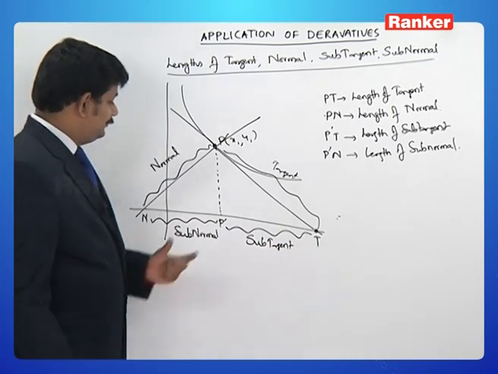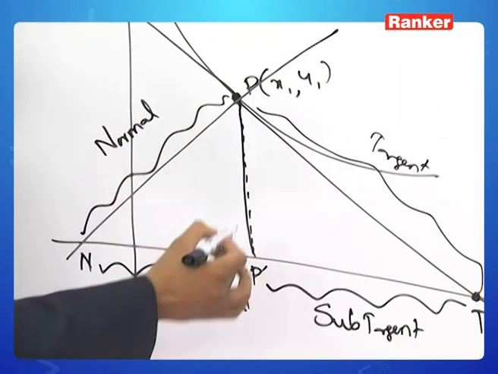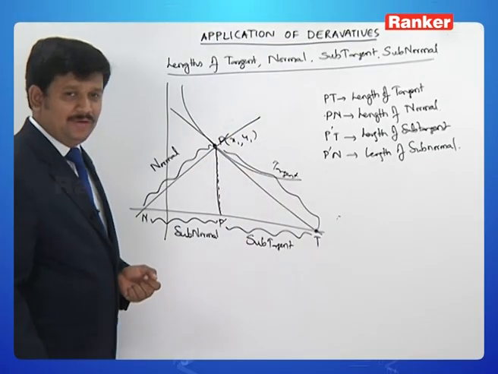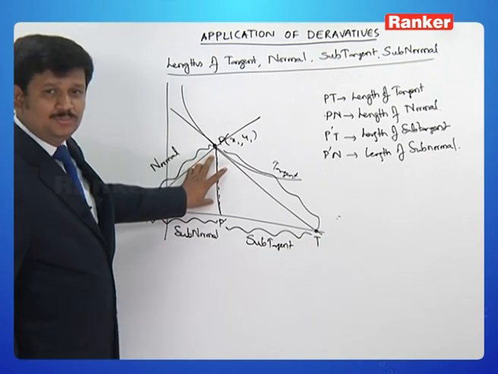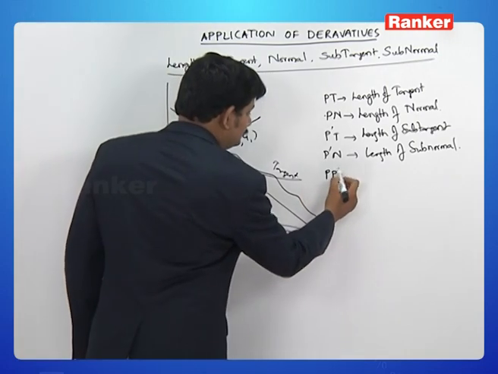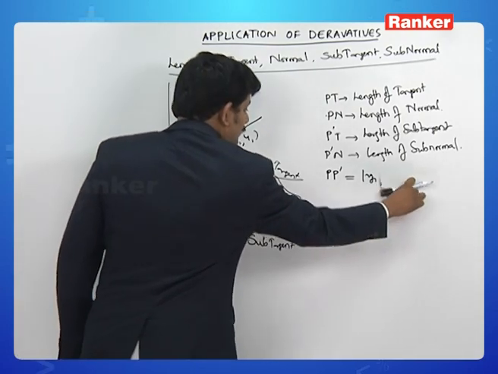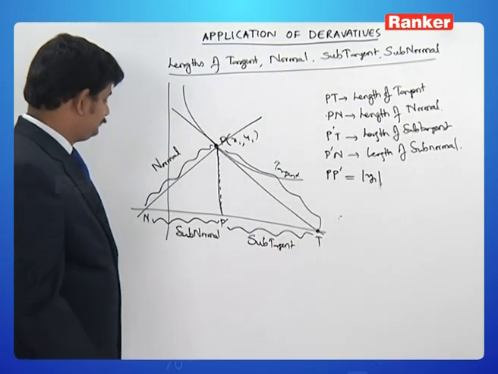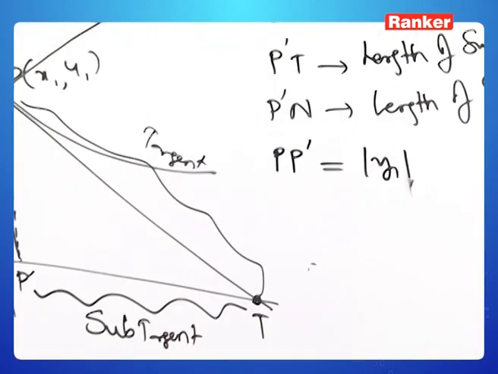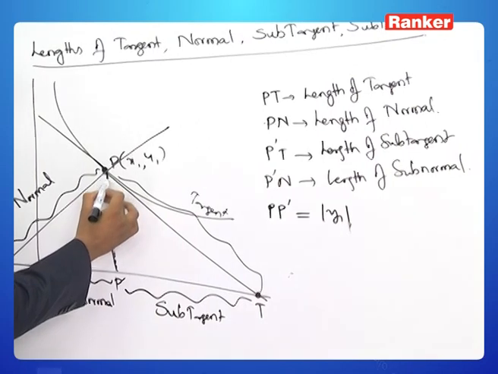So let us find all these lengths in terms of this particular length PP dash. PP dash is nothing but the ordinate of the point, y1. So this length is mod y1. Ordinate y1 is ordinate of the point. Let us find subtangent, subnormal, normal and tangent at all these points.